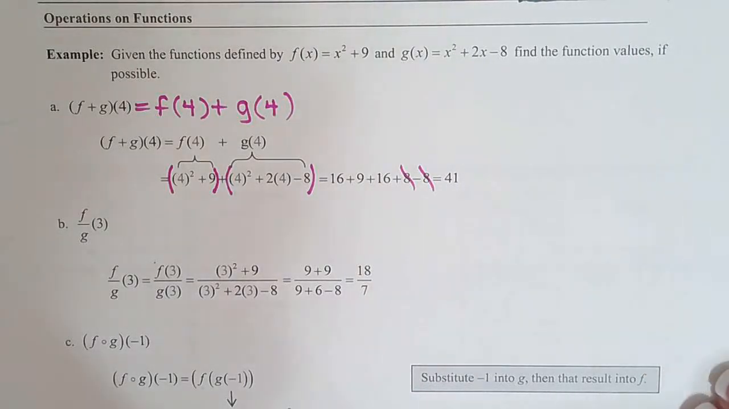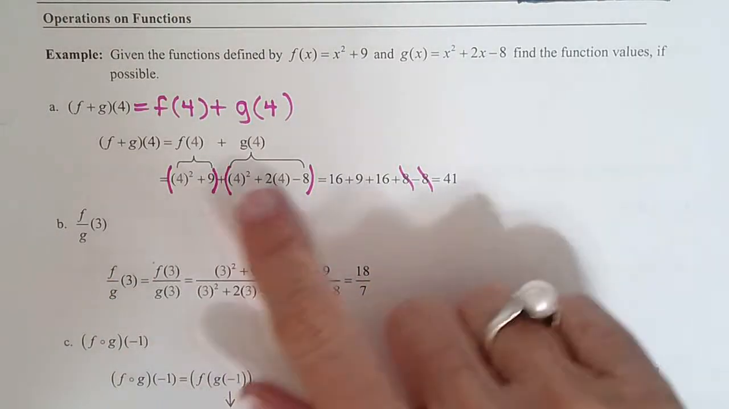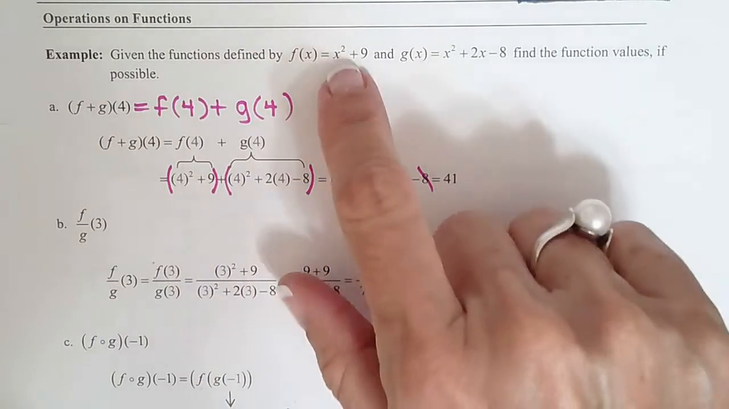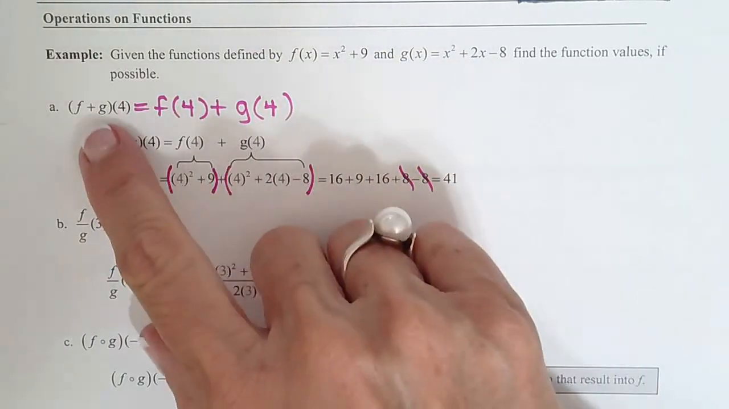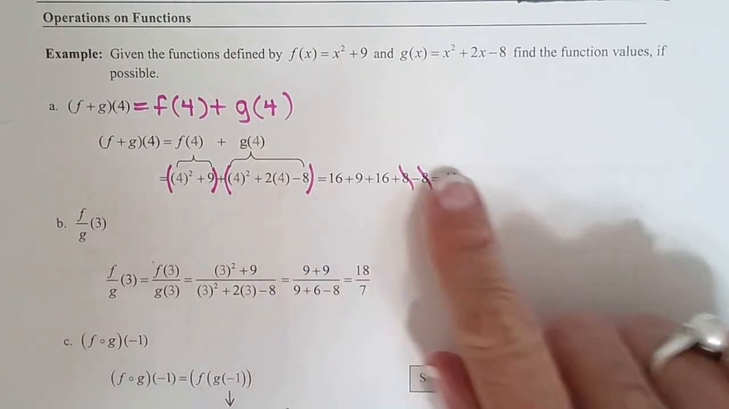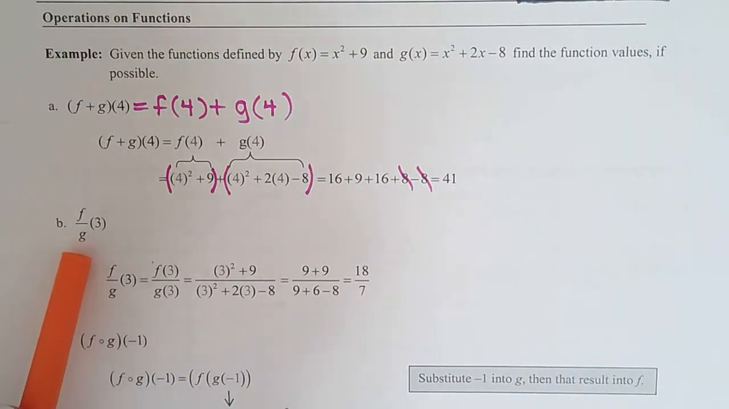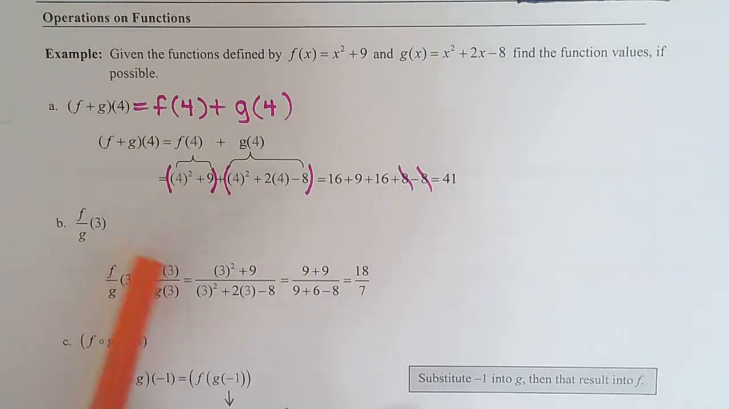Okay, we're at the bottom of page 3 on our 8.1 notes. So we just went over that first one. We just added the two functions together, but with 4 plugged in for all the x's, because that's what this notation means. Added all of them together and got 41. Now we're going to be dividing them, but with 3 plugged in. So this means f of 3 divided by g of 3.